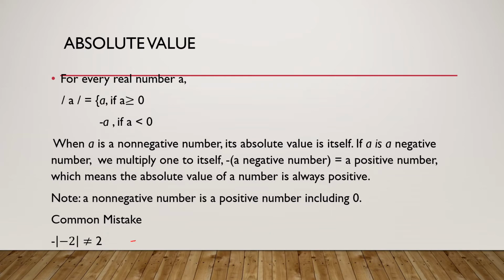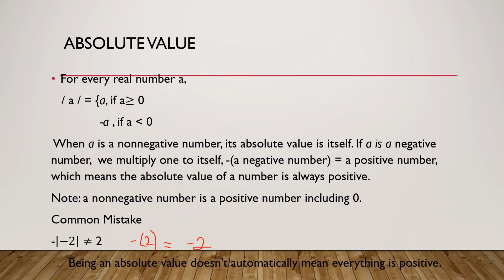Why? Negative times the absolute value of negative 2 is negative 2. So the answer here is negative 2, not 2. Okay? Being an absolute value doesn't automatically mean everything is positive.